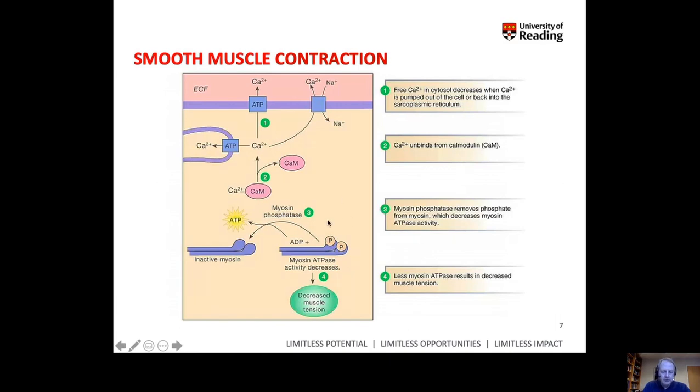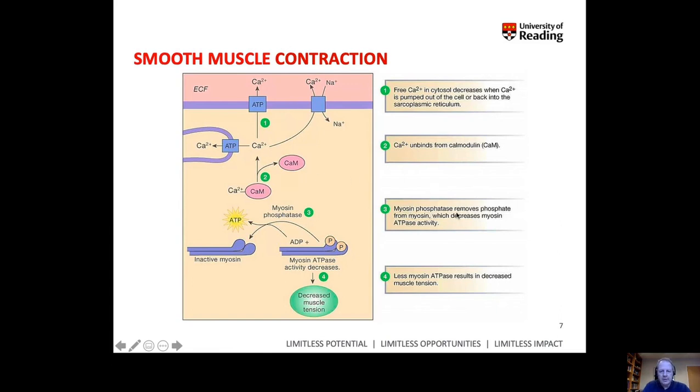Again, when we want to cease smooth muscle contraction, we need to get rid of the calcium. So free calcium is decreased, again, when we pump calcium out of the internal environment back into the stores. And again, maybe the proteins that are involved in here are similar to SERCA, they're ATP-driven pumps. We don't actually know the exact molecular composition of these pumps, but they're similar in nature to the SERCA pump.